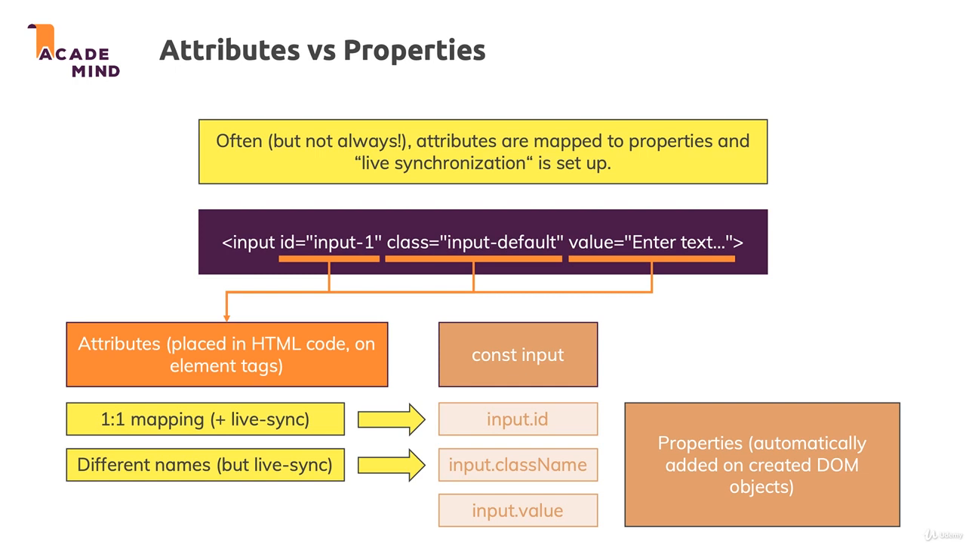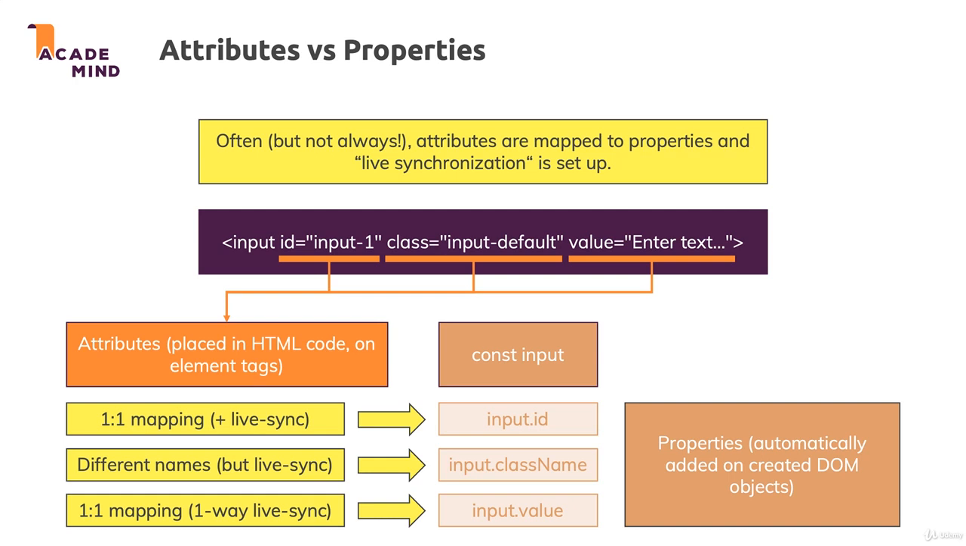And for value, we have yet another different behavior. There we have a one-to-one mapping. It's called value as an attribute and value as a property, but we have no real live synchronization going on, only one way. Because what you have here is actually that if you change the input value, this will not be reflected back to the attribute. Only if you change the attribute, the value property's value will change again.